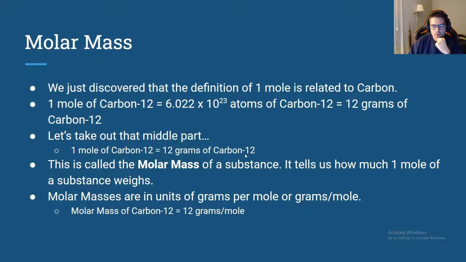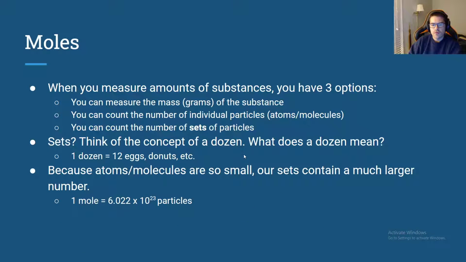So what I actually want to do, let's back up a little bit. Remember when we were talking about how you can measure the amounts of a substance? You have these three options. You can measure the mass, you can count the individual particles, or you can count the sets. Well, the easiest one on here is just to measure the mass. If you put something on a scale, you can figure out how much it weighs. These two other things were really hard.